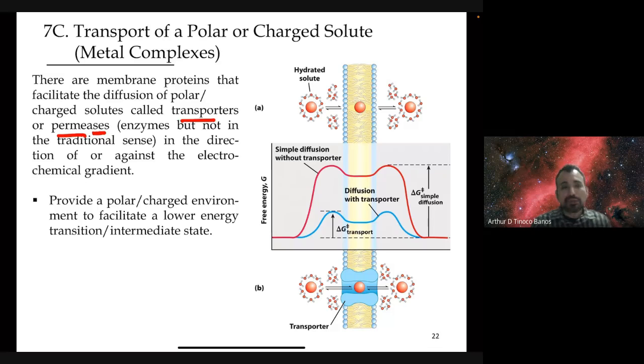All right, so they provide a polar charge environment to facilitate a lower energy transition in intermediate state. So let's look at that. What does that actually mean? Let's look over here as a representation. Imagine we have a charged or polar species that is interacting with water molecules. You have either polar contacts or an ion interaction with the water molecules, so you have this solvated environment surrounding that specific species.